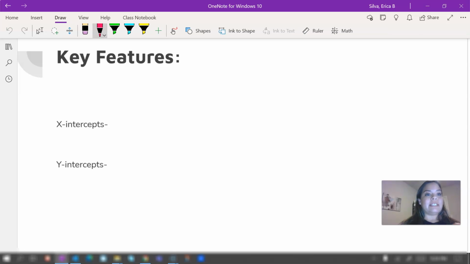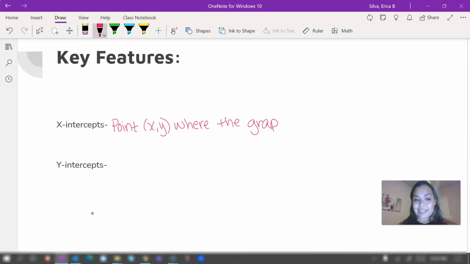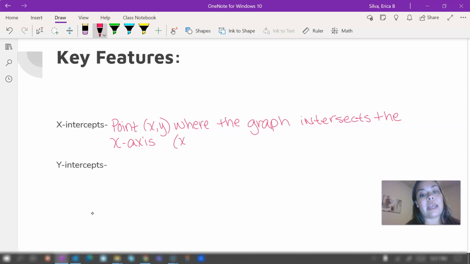And our x-intercept is basically where the graph, let's call it the point xy, where the graph intersects the x-axis. Now, whenever we have an x-intercept, your x value will be your x value, and the y value will always be 0.